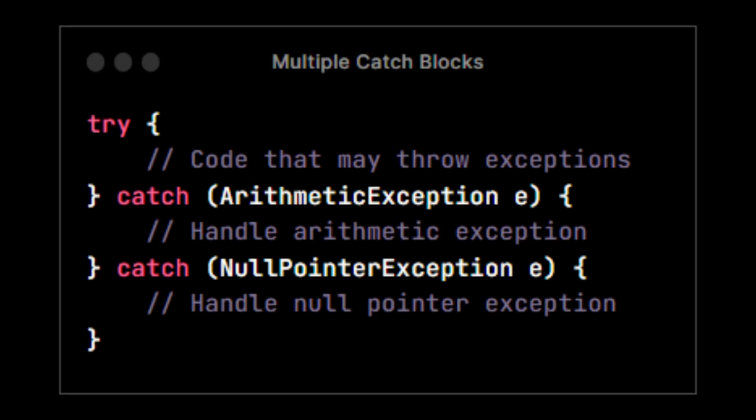Multiple catch blocks. You can have multiple catch blocks to handle different types of exceptions. In this example, we'll handle both arithmetic exception and null pointer exception.